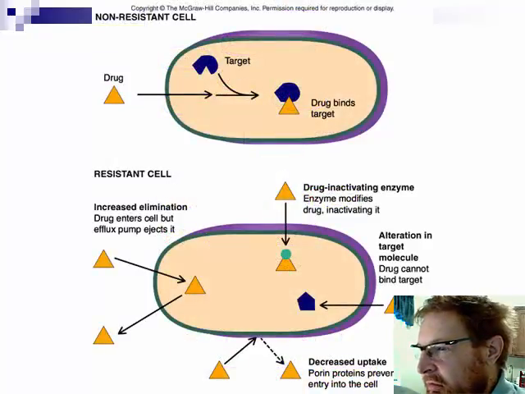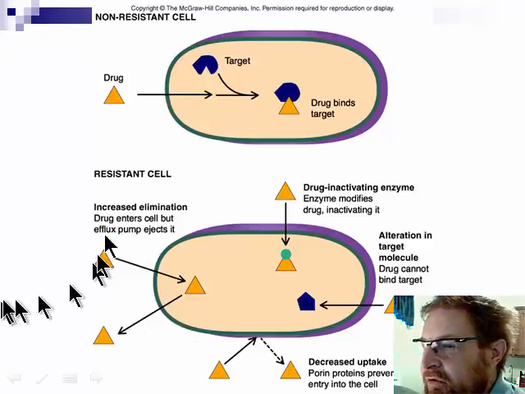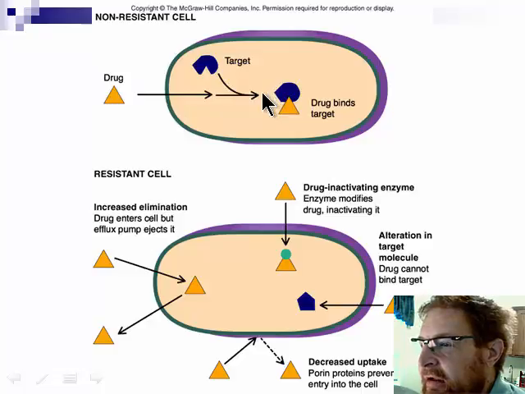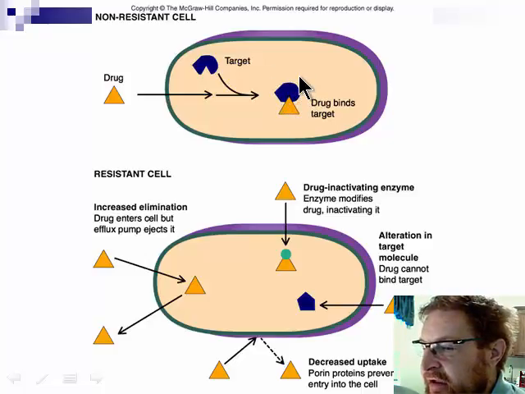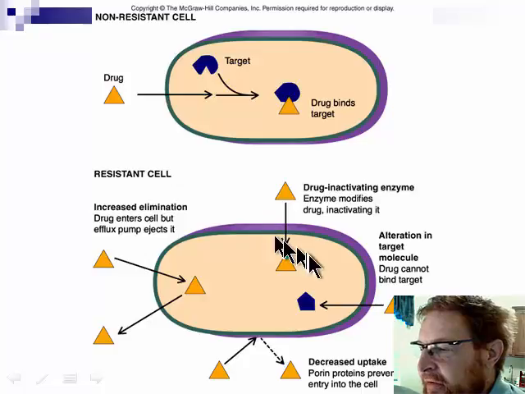So when I was saying the mechanisms of all the antibiotic drugs, the drug has to be able to get into the cell, bind with its target, and then that complex will go on to kill the cell. Now, when you have antibiotic resistant cells, one mechanism is to take the drug and modify it and inactivate it. So now it can't get to the target because it's not the same shape anymore.